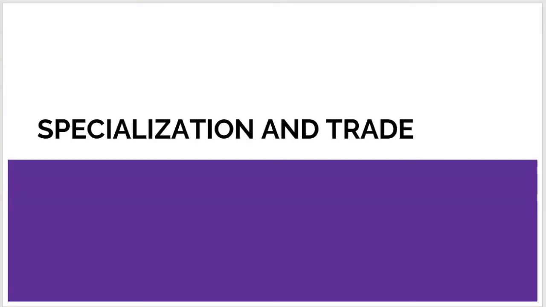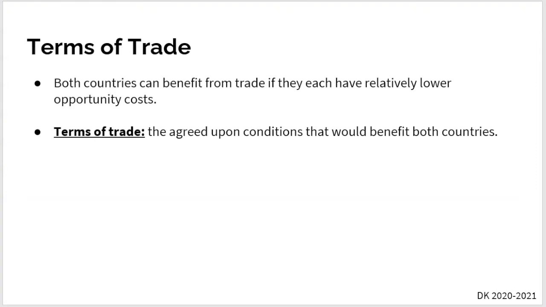So now let's talk about specialization and trade. Both countries can benefit from trade if they have relatively lower opportunity costs, and we're going to call that terms of trade. After we figure out which country has the comparative advantage, we need to talk about what are some acceptable terms of trade.